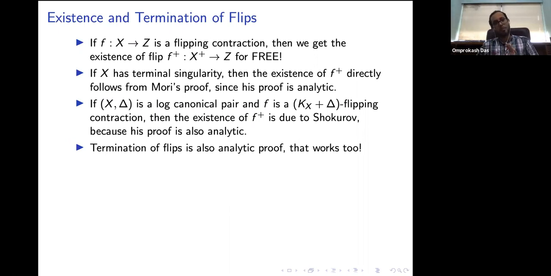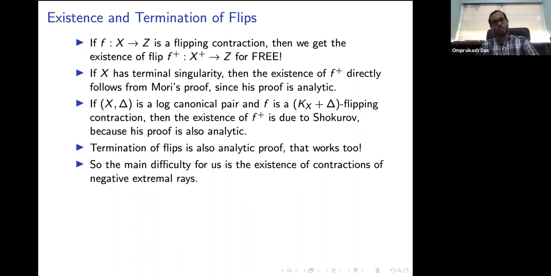So the major hurdle in projective MMP is the existence of flips, which we now know over the complex numbers because of BCHM. But philosophically that is the hardest thing, and it is kind of free here, as is termination of flips. Thank God, because there are already enough problems in the Kahler category. The main difficulty for us is not proving the flip, but how to do the flipping contraction or the divisorial contraction. Surprisingly, the flipping contraction is not the hardest thing; the divisorial contraction is the hardest in the Kahler category, which is kind of weird.